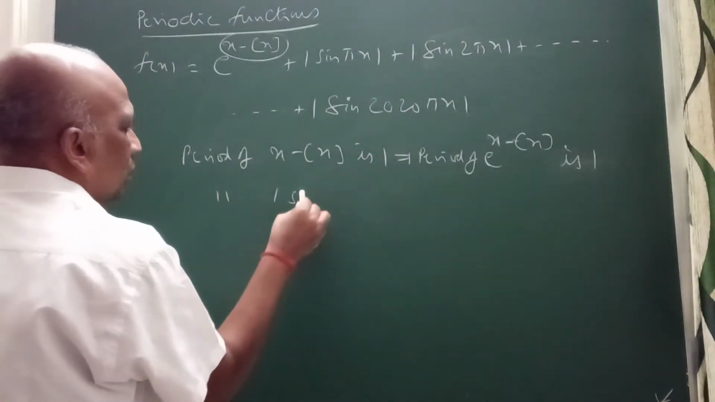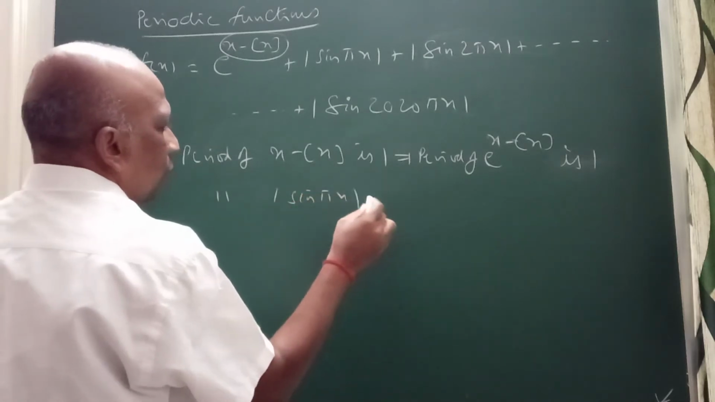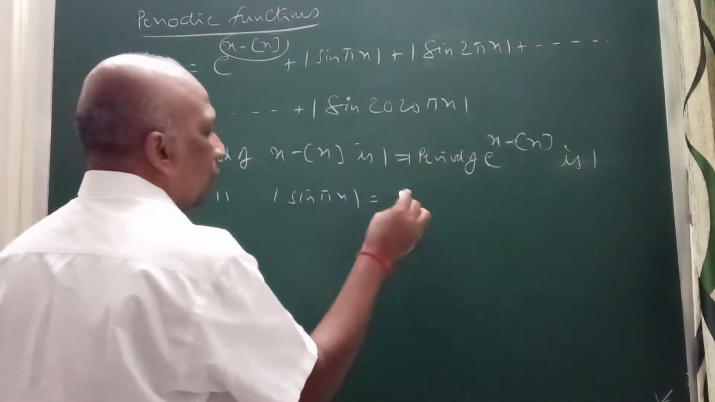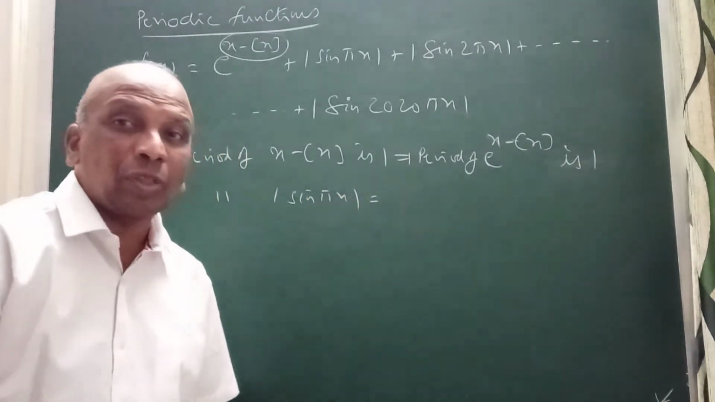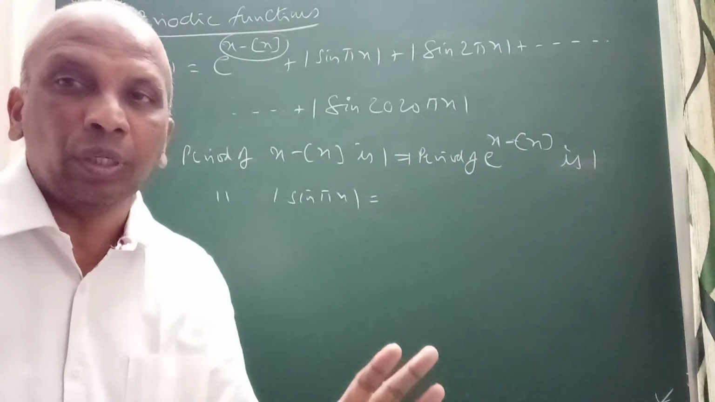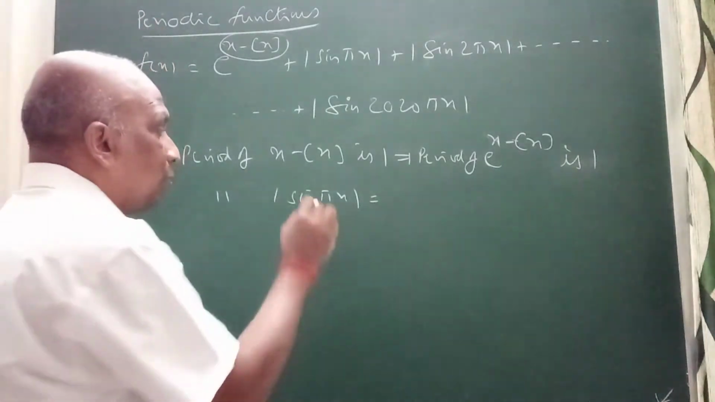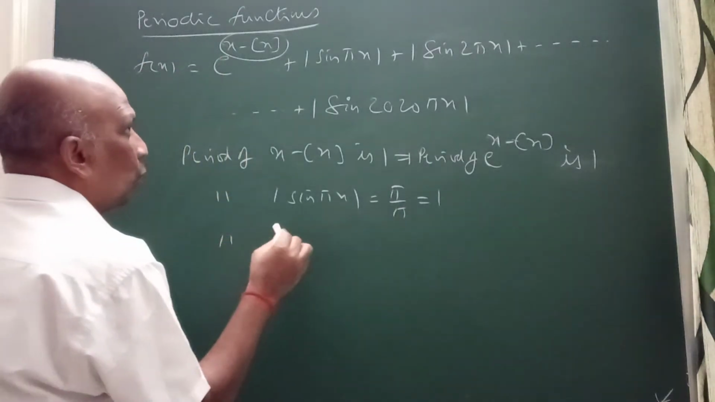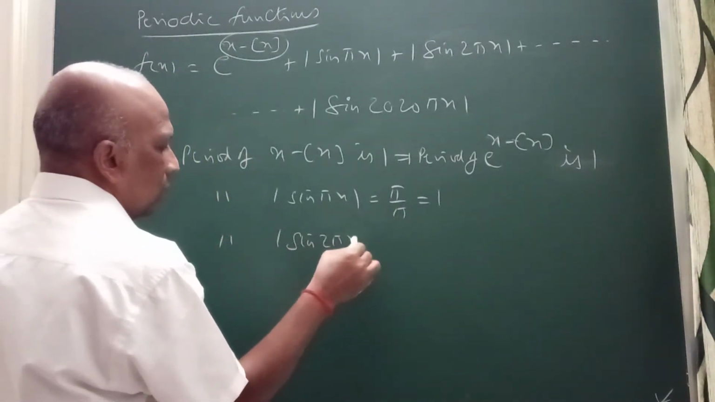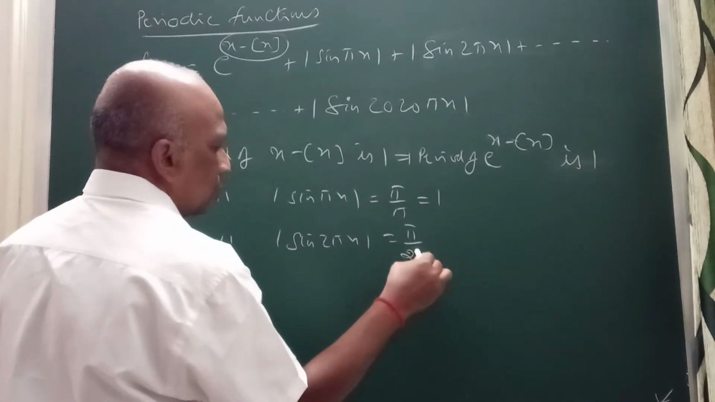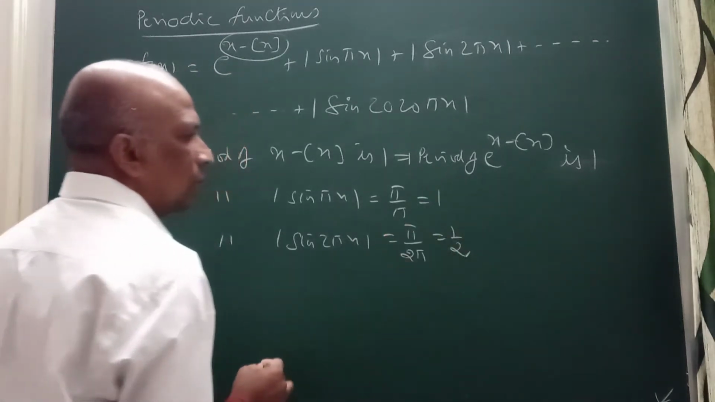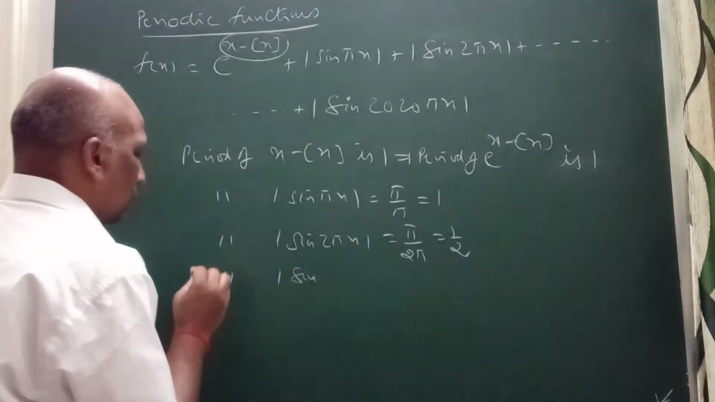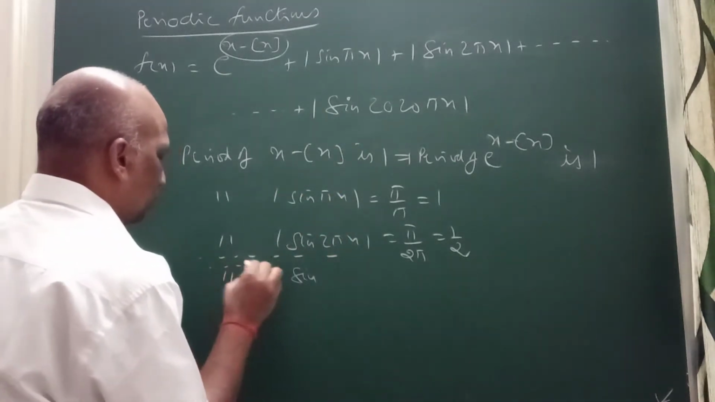Now the period of |sin πx|. For the modulus of any trigonometric function, the period is π only. So you get π by π, which gives 1. For the period of |sin 2πx|, π by 2π is 1 by 2. I can continue like this for the others.